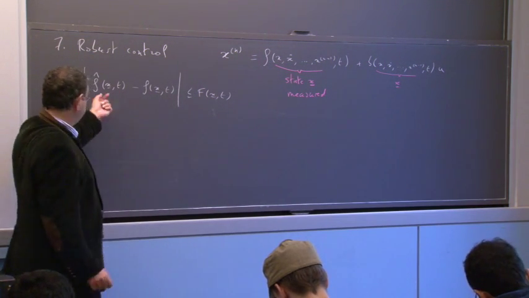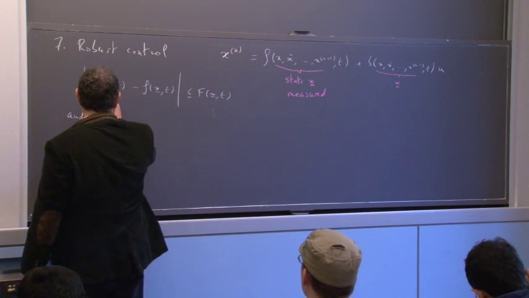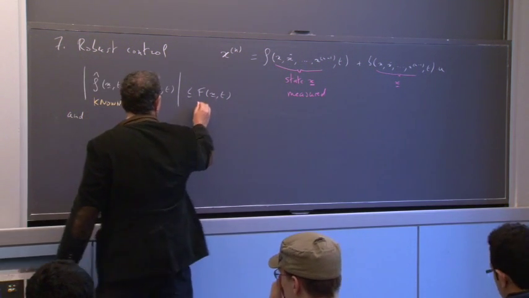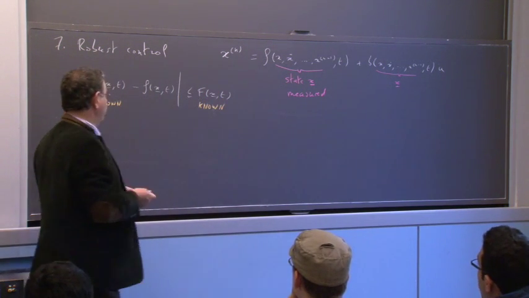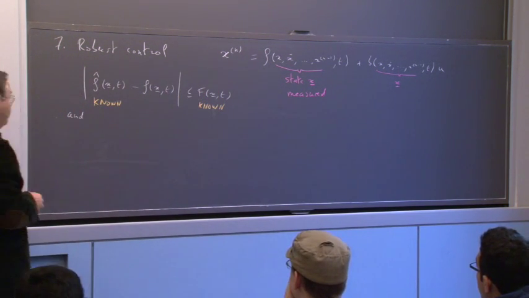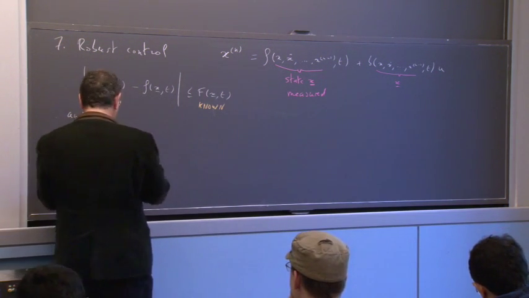And this, how good this estimate is known as well, okay, or at least the worst case error from this estimate is known, okay. And this, of course, is unknown.